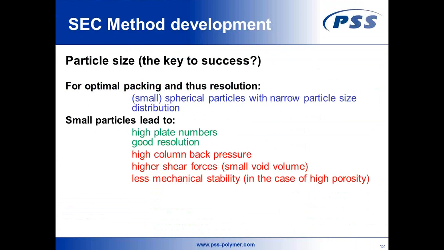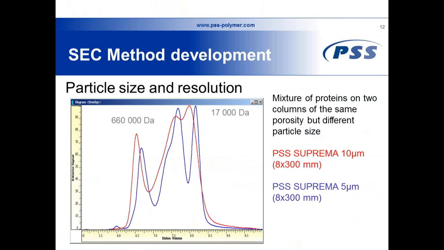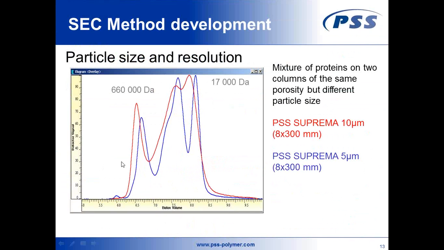So besides the fact that you also have additional high back pressure, we cannot simply reduce the particle size to below 1 micrometer, but staying at about 2-3 micrometers, staying as small as possible is very helpful for increasing the resolution, as indicated here in my next slide.